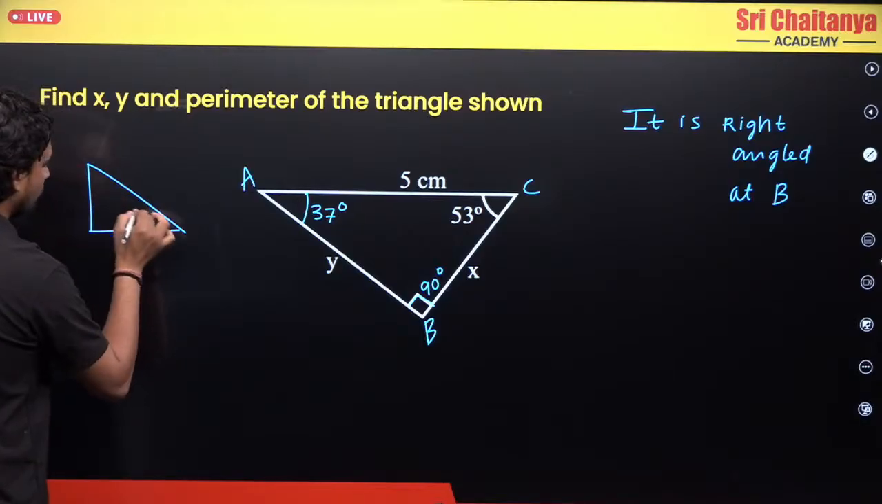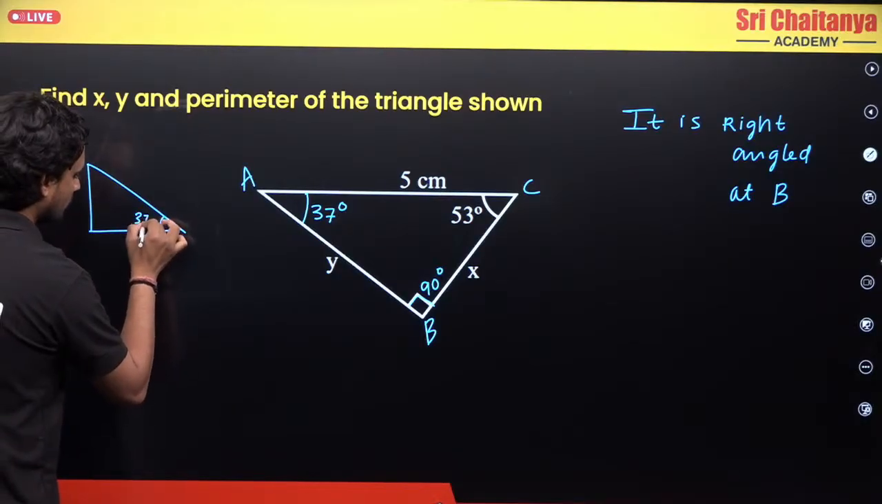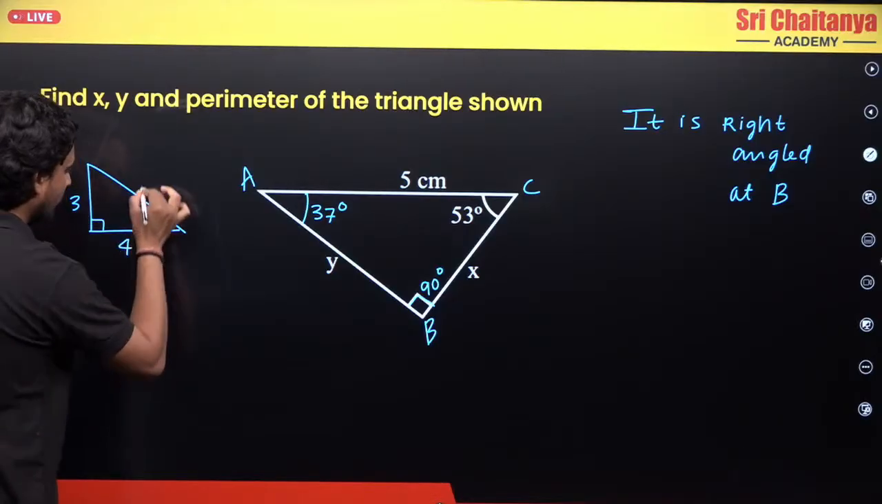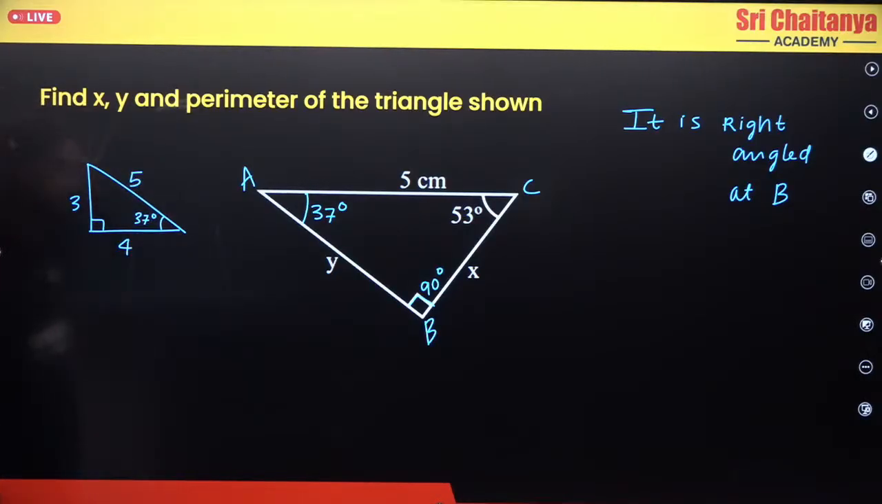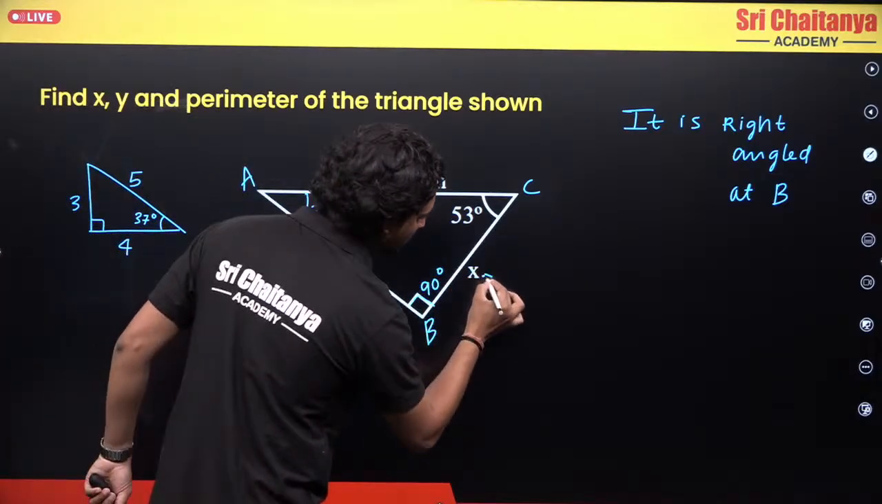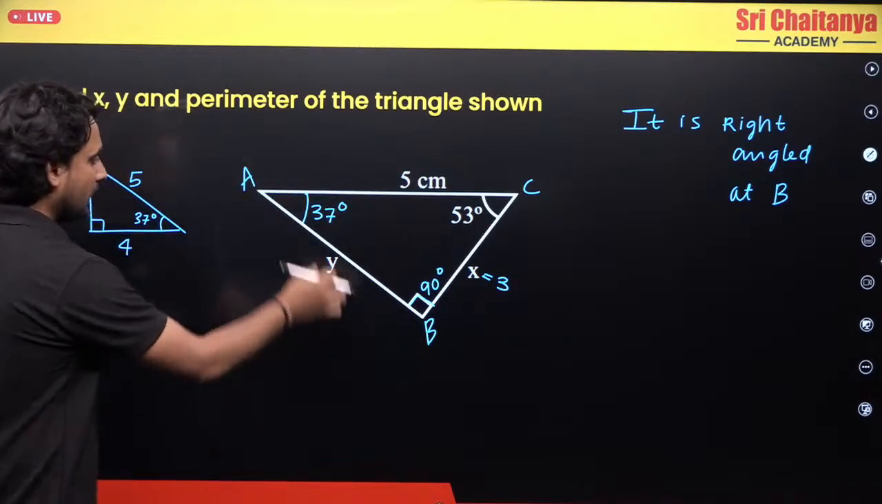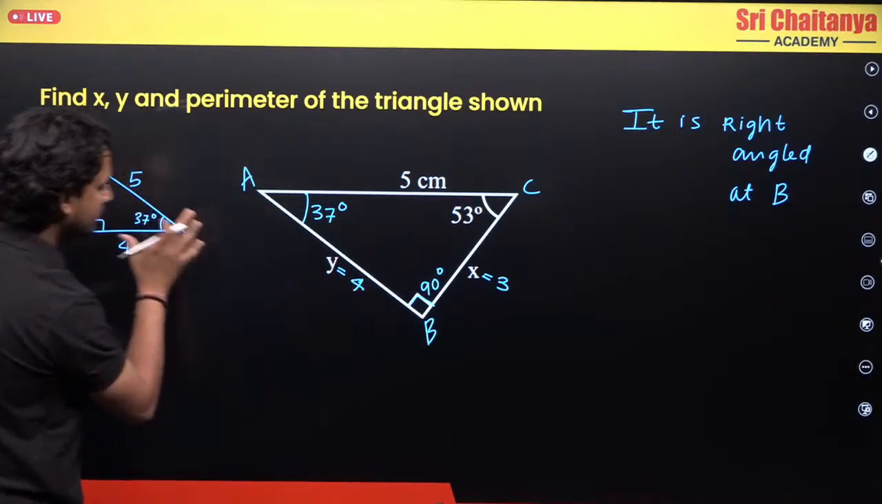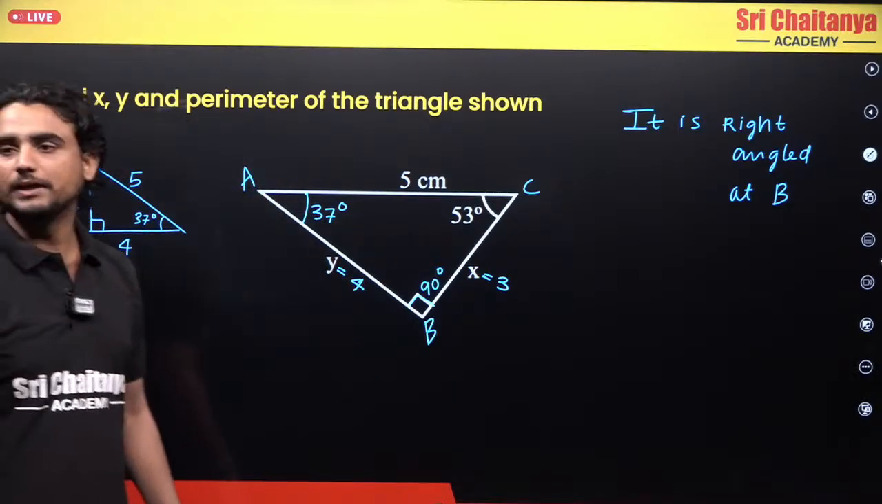This triangle of 37, this is 90. So always remember this triangle of 3, 4 and 5. Correct? So opposite to 37 we have 3, and near 37, that is the adjacent, is 4. If you compare these two triangles, you will be able to find.